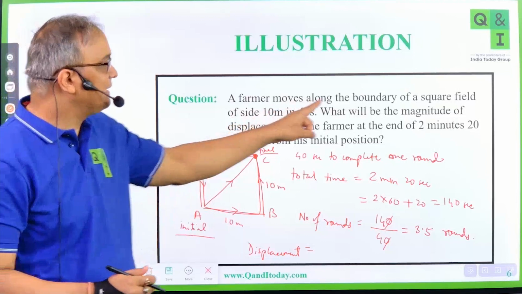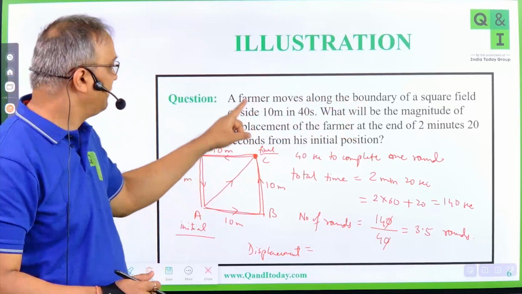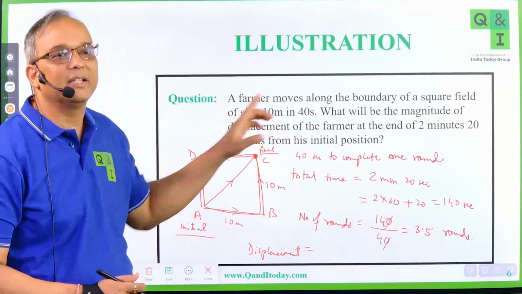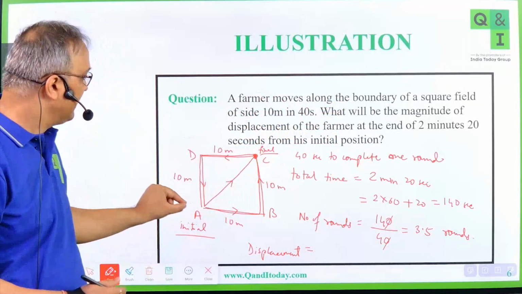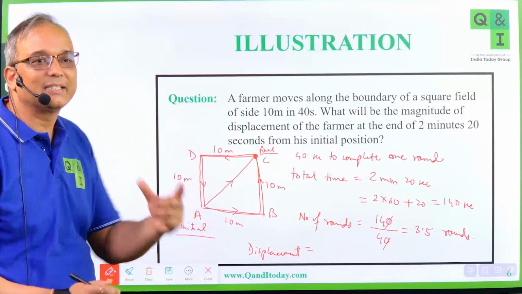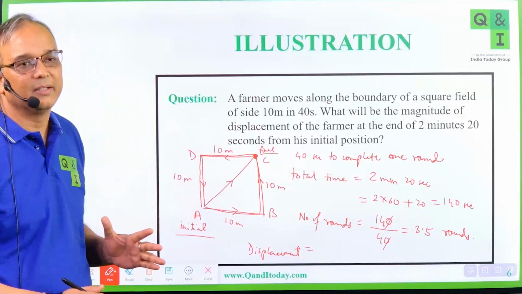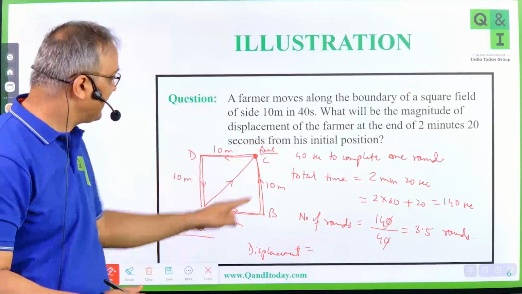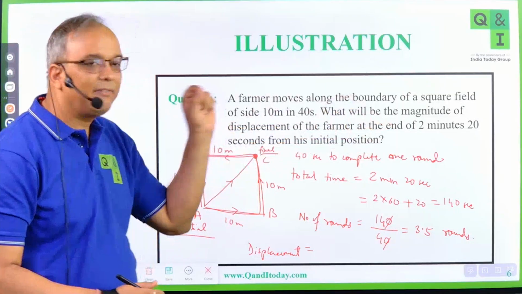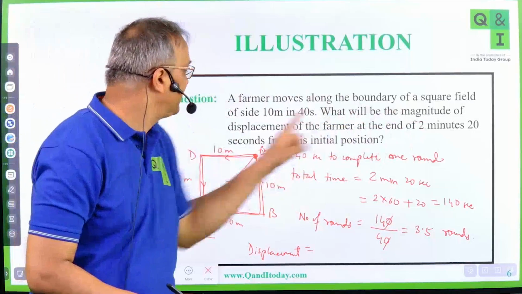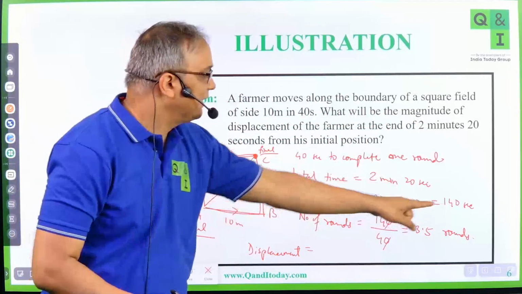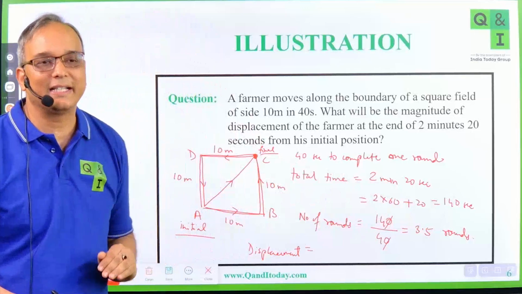The question says a farmer moves along the boundary of a square of side 10 meter in 40 seconds. That means he covers one complete round in 40 seconds. The side of the square is 10 meter, right? Now, where will he be finally after 2 minutes 20 seconds? We are trying to find that. 2 minutes 20 seconds gives you a total of 140 seconds.